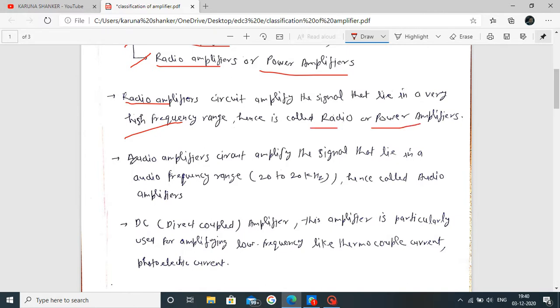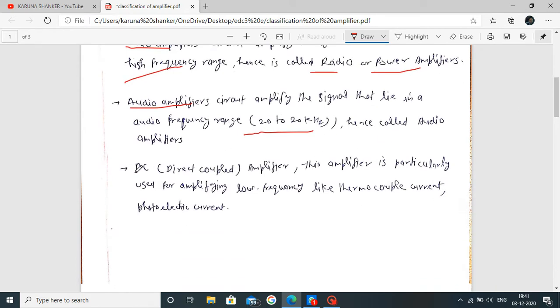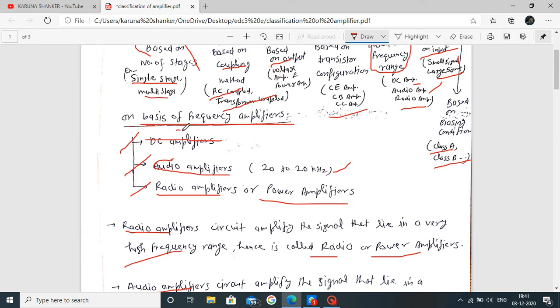In the audio amplifier, we use audio frequency ranges, which is why it is called an audio amplifier. The radio amplifier is used for high frequency ranges, so it is called a radio amplifier. And the DC amplifier is the direct coupled amplifier. It is particularly used to amplify low frequency signals like thermocouple current and photoelectric current. When the frequency is very low, we use a direct coupled amplifier. These three types are described on the basis of frequency.